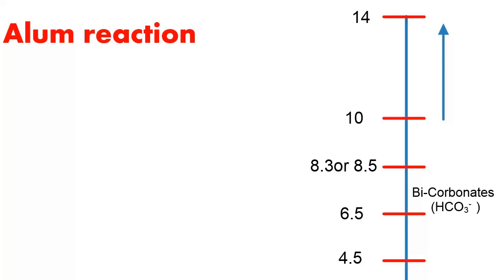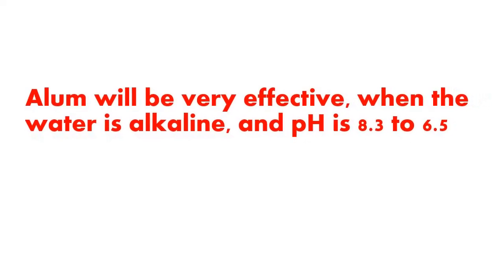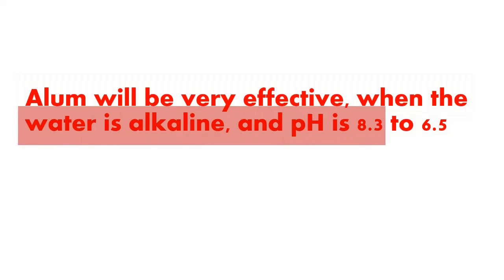coagulation process to be very quick and very effective, your pH value should be 8.3 to 6.5. 6.5 means we will have 100% assurance that only bicarbonate is present. Therefore the pH should be maintained like that. Here we can give one general statement: the coagulation by alum will be very effective when the water is alkaline, when the water has a pH of 6.5 to 8.3. Okay.